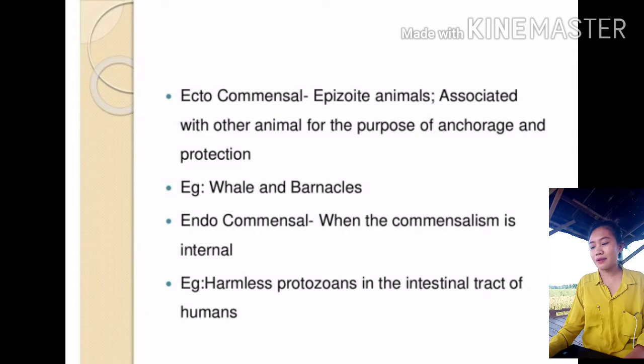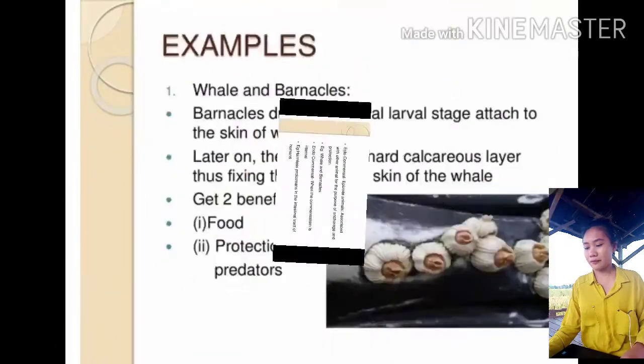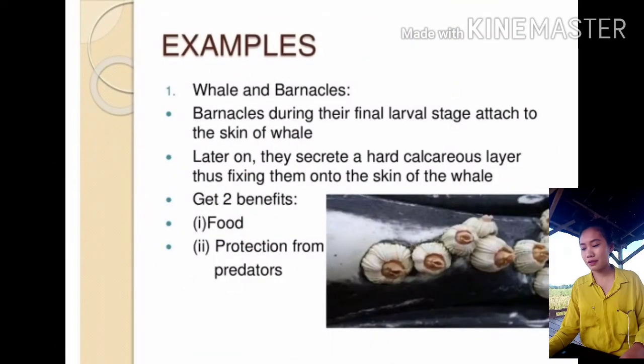When the commensalism is internal, endo, inside the body of a certain organism, like the harmless protozoans in the intestinal tract of humans. All of us humans have these protozoans inside our body. However, they do not harm us. We are the host of these protozoans, and the protozoans are the commensal. More examples: again, the whales and the barnacles.